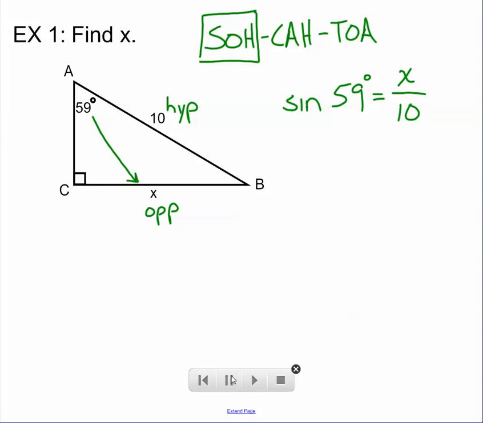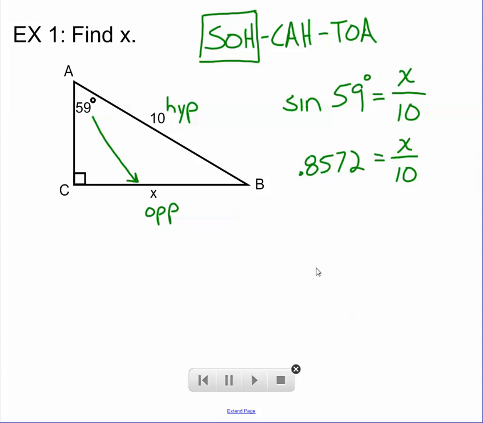Now, at this point, we can figure out what the sine of a 59-degree angle is either using a calculator set in degree mode or using the table of values that I gave to you in class. And if you don't have it with you, you can find one on the internet probably pretty quickly by searching for trig tables. But the sine of a 59-degree angle is 0.8572.